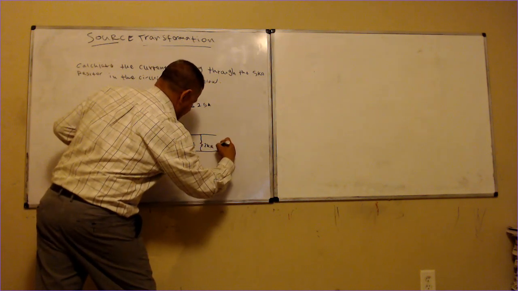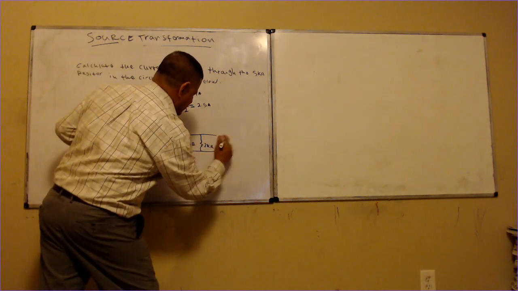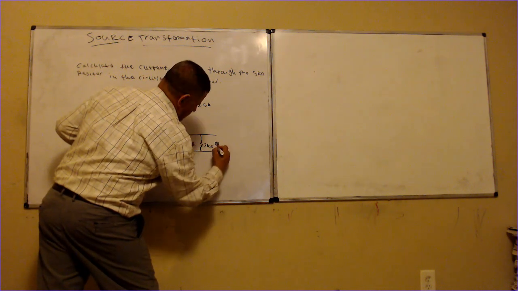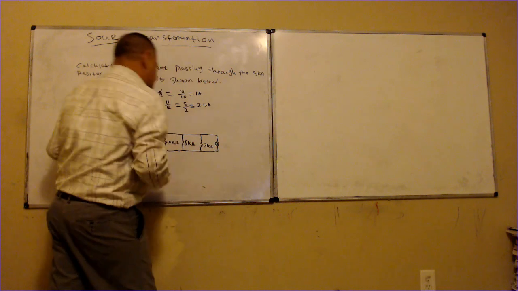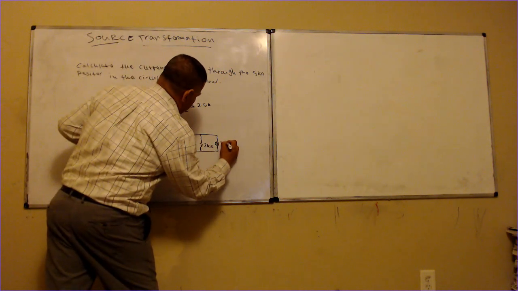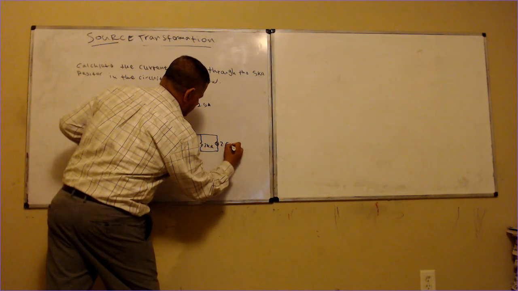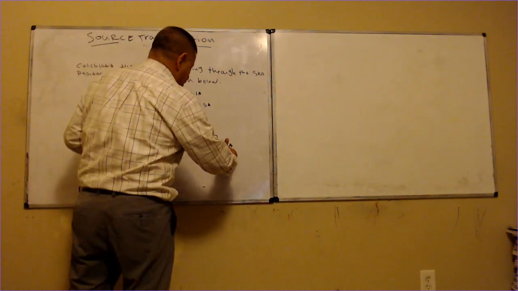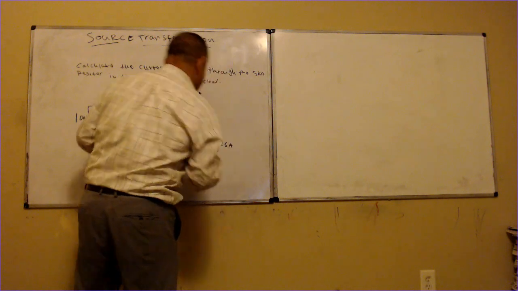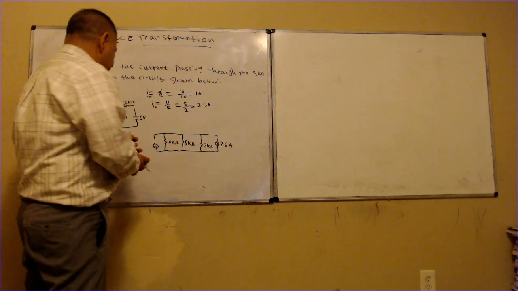So I'm going up, right? And the current right here is 2.5 amps. So we have 2.5 amps in this side. Okay, so now we have 1 amp here.